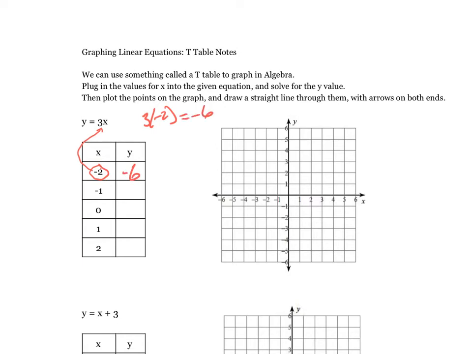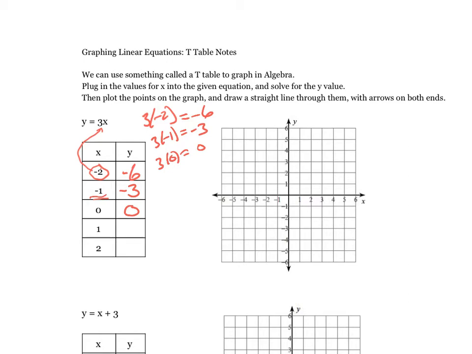Then we will plug in negative 1 into the equation. So we have 3 times negative 1 equals negative 3. Fill it in the table. Plug in a 0 into the equation, etc. You may notice there's a pattern forming now.